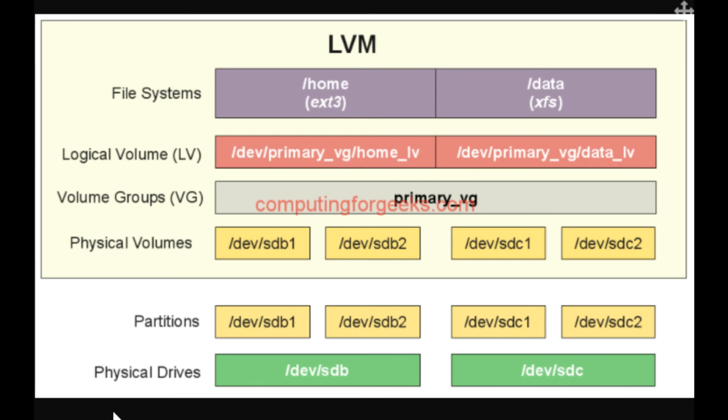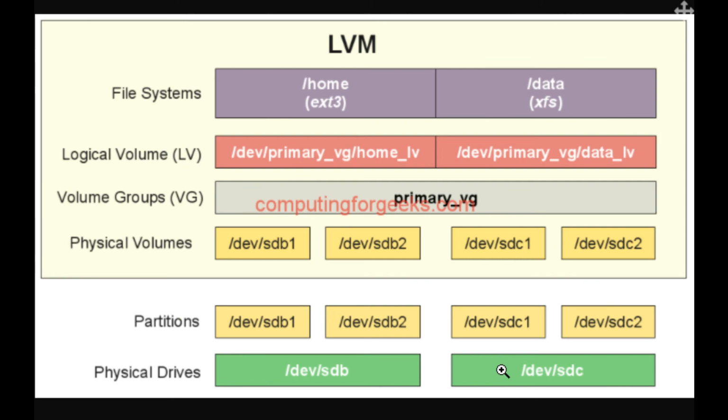It goes by layers, starting from the bottom. So it's physical devices. There are two hard disks in this example. Linux recognizes them as SDB and SDC. Each hard disk has two partitions, so we partition them into two partitions: SDB1, SDB2, SDC1, and SDC2. In total we have four partitions from two hard disks.